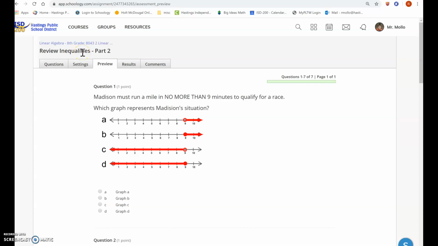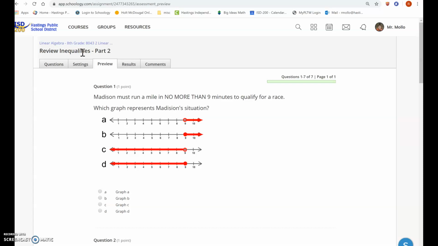Question 1 says Madison must run a mile in no more than 9 minutes to qualify for a race. Which graph represents Madison's situation? Since it has to be no more than 9 minutes, that means she can't go over 9 minutes. So we're pretty much going to eliminate A and B there. And the key words are "no more than."